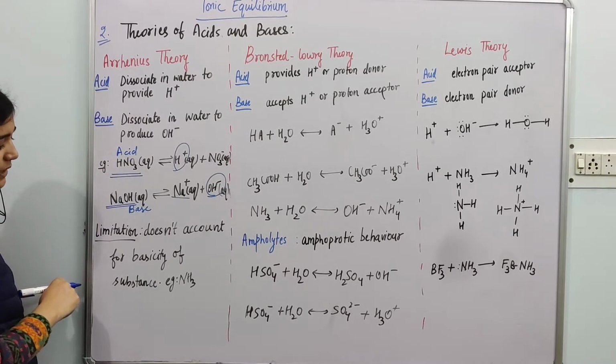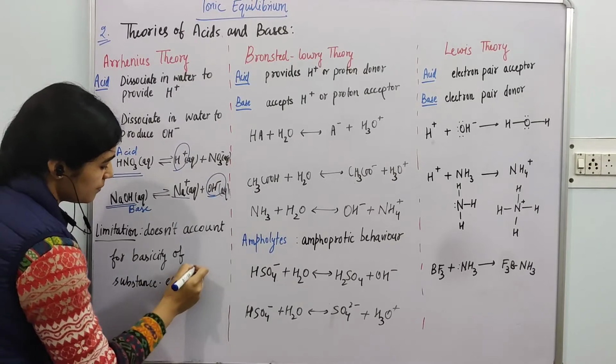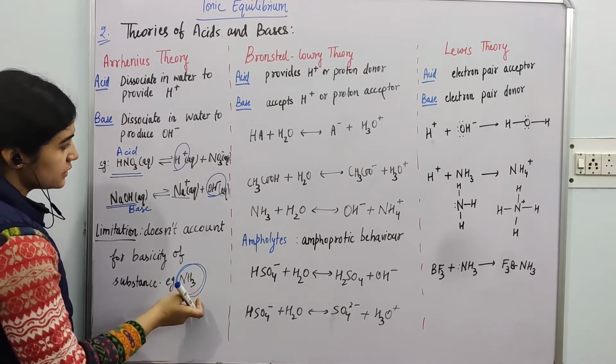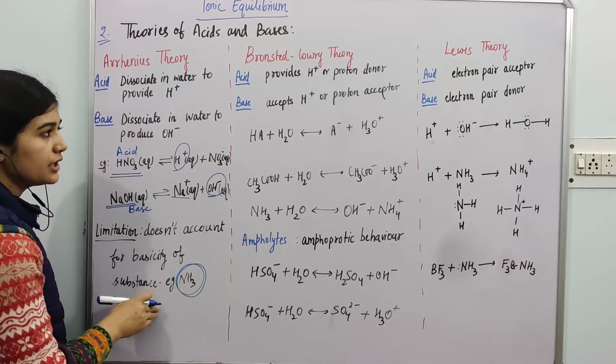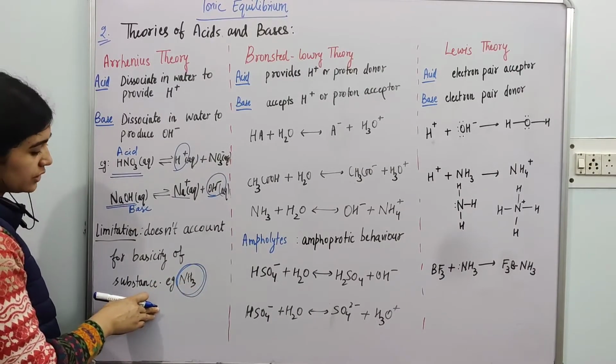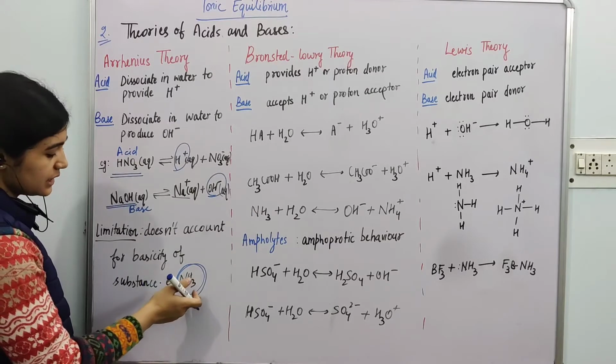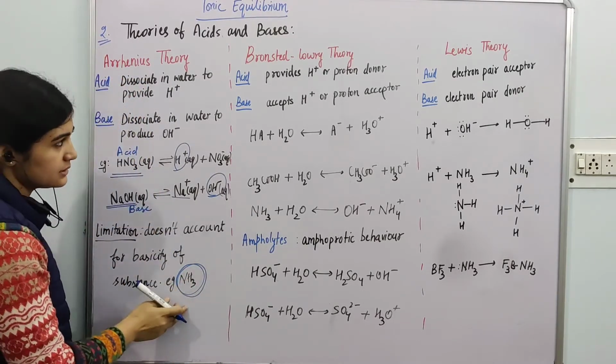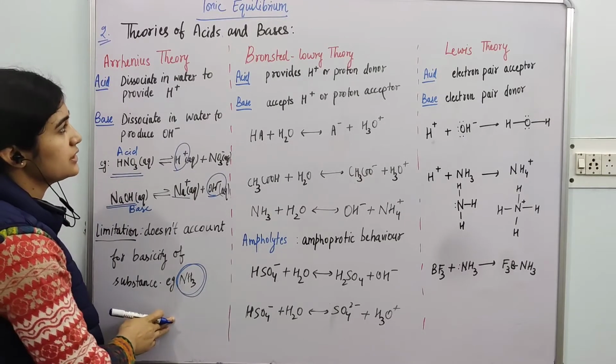It doesn't explain the basicity of compounds like ammonia. Ammonia is neither a proton donor nor an OH- donor. But all of us know that ammonia is a base, and Arrhenius theory doesn't explain this. So that is the limitation of Arrhenius theory.